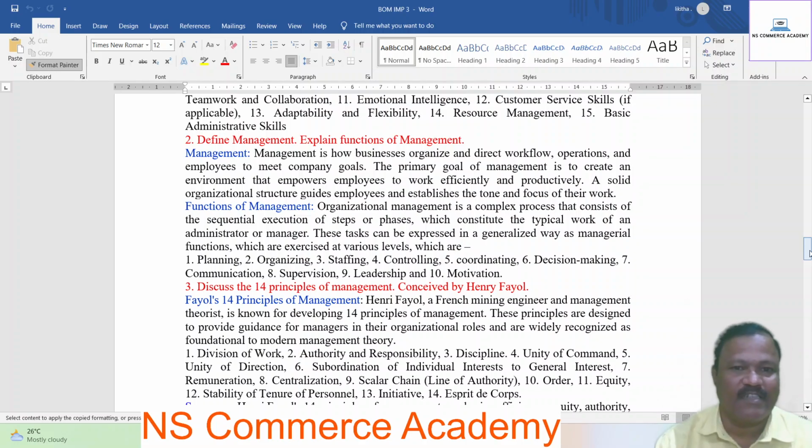Okay. Next, functions of management. Organizational management is a complex process that consists of a sequential execution of steps or phases which constitute the typical work of an administrator or manager. These tasks can be expressed in generalized ways as managerial functions, which are exercised at various levels: planning, organizing, staffing, controlling, coordination, decision making, communication, supervision, leadership, and motivation.